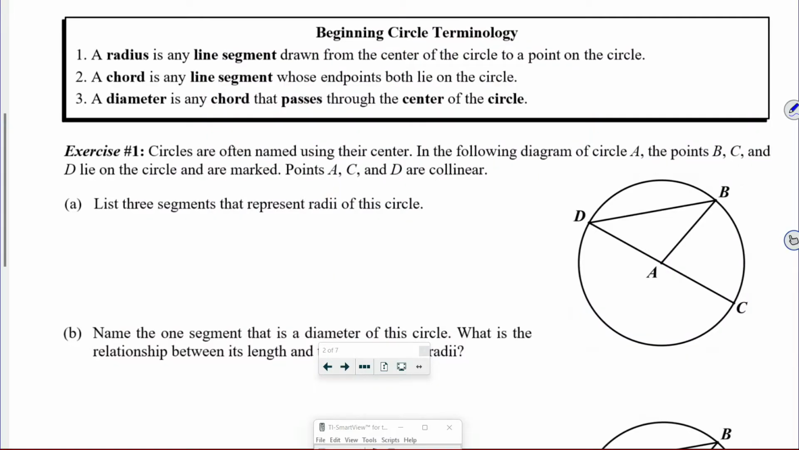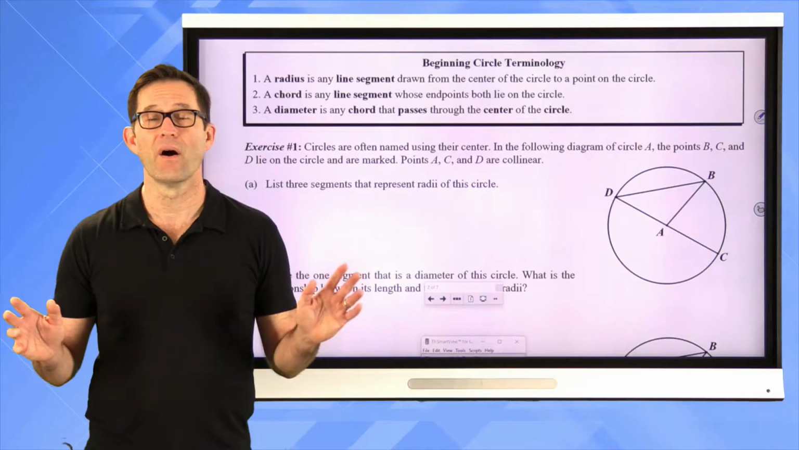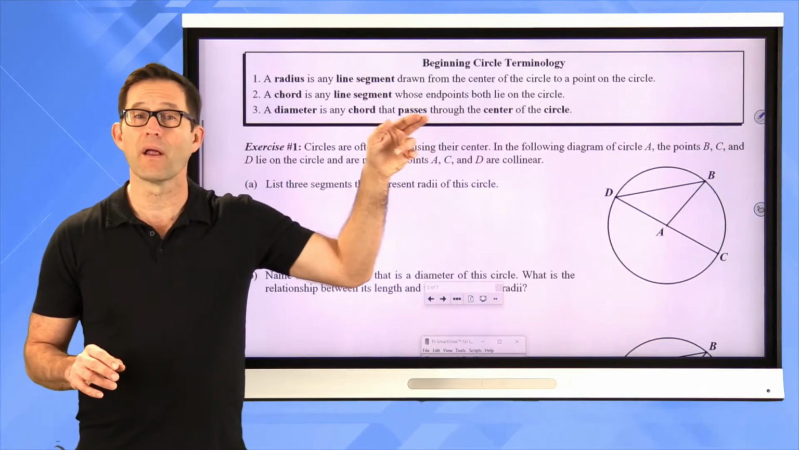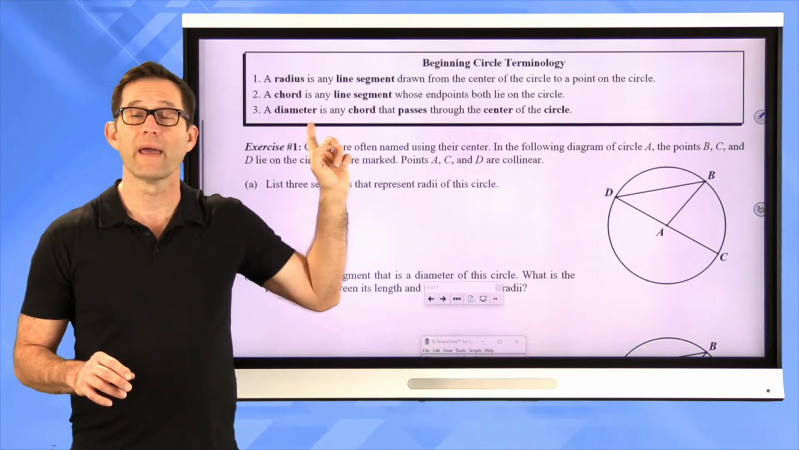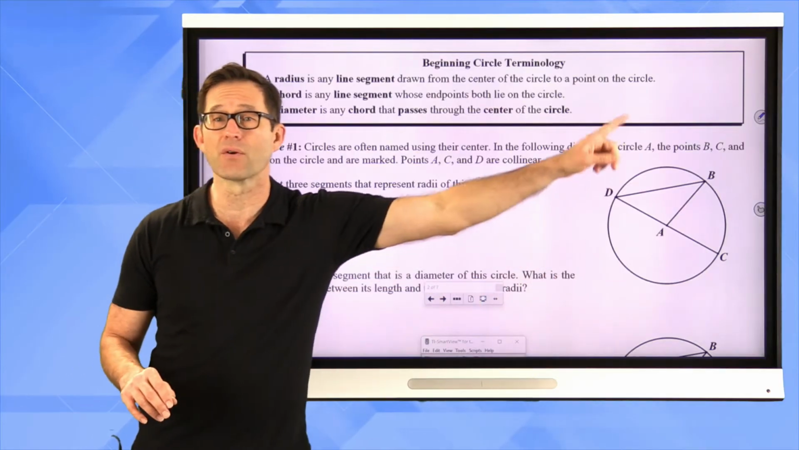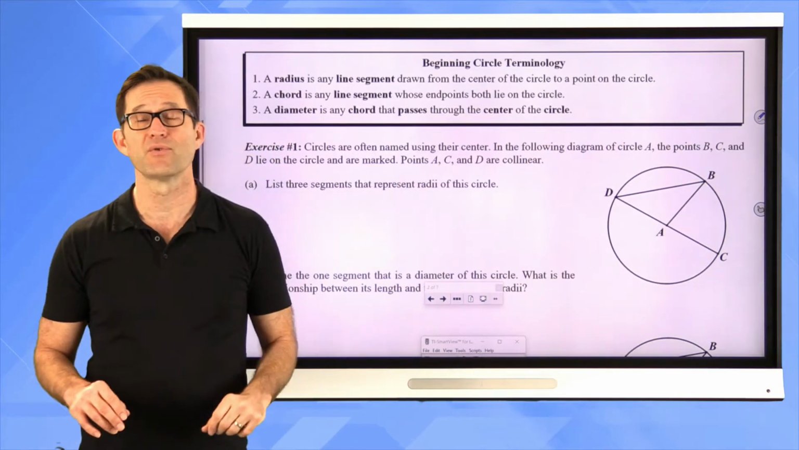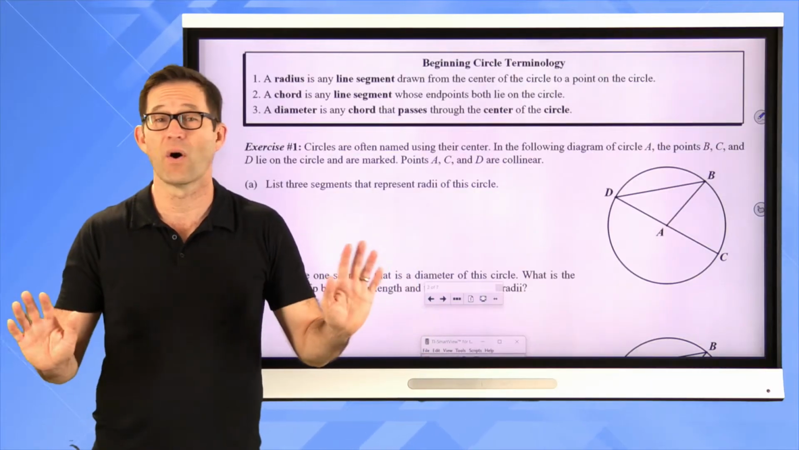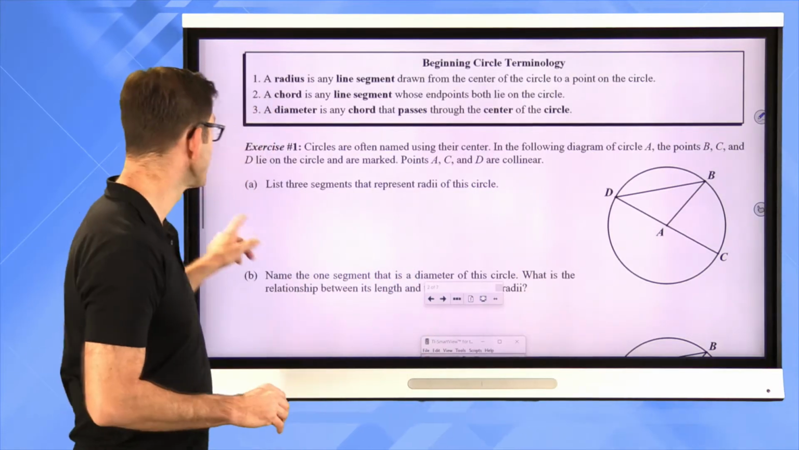All right, number 1, a radius is any line segment drawn from the center of the circle to a point on the circle. 2, a chord is any line segment whose endpoints both lie on the circle. And 3, a diameter is any chord that passes through the center of the circle. Now, of these 3 pieces of terminology, you should know both radius and diameter, but chord might be a little bit new. But again, a chord is an easy idea. You put one point on a circle, you put another point on the circle, you draw a line segment in between them, and that's a chord. That's all a chord is. But chords are very important in circle geometry.